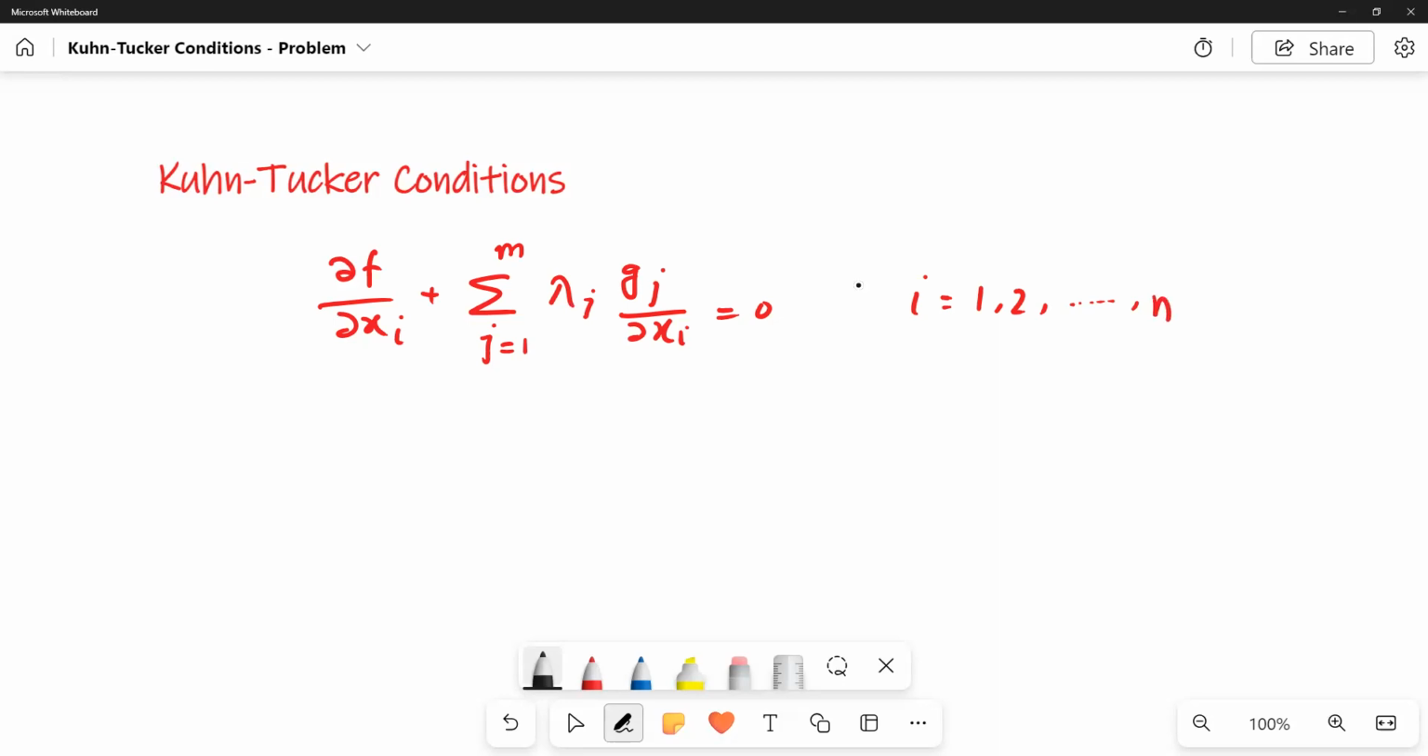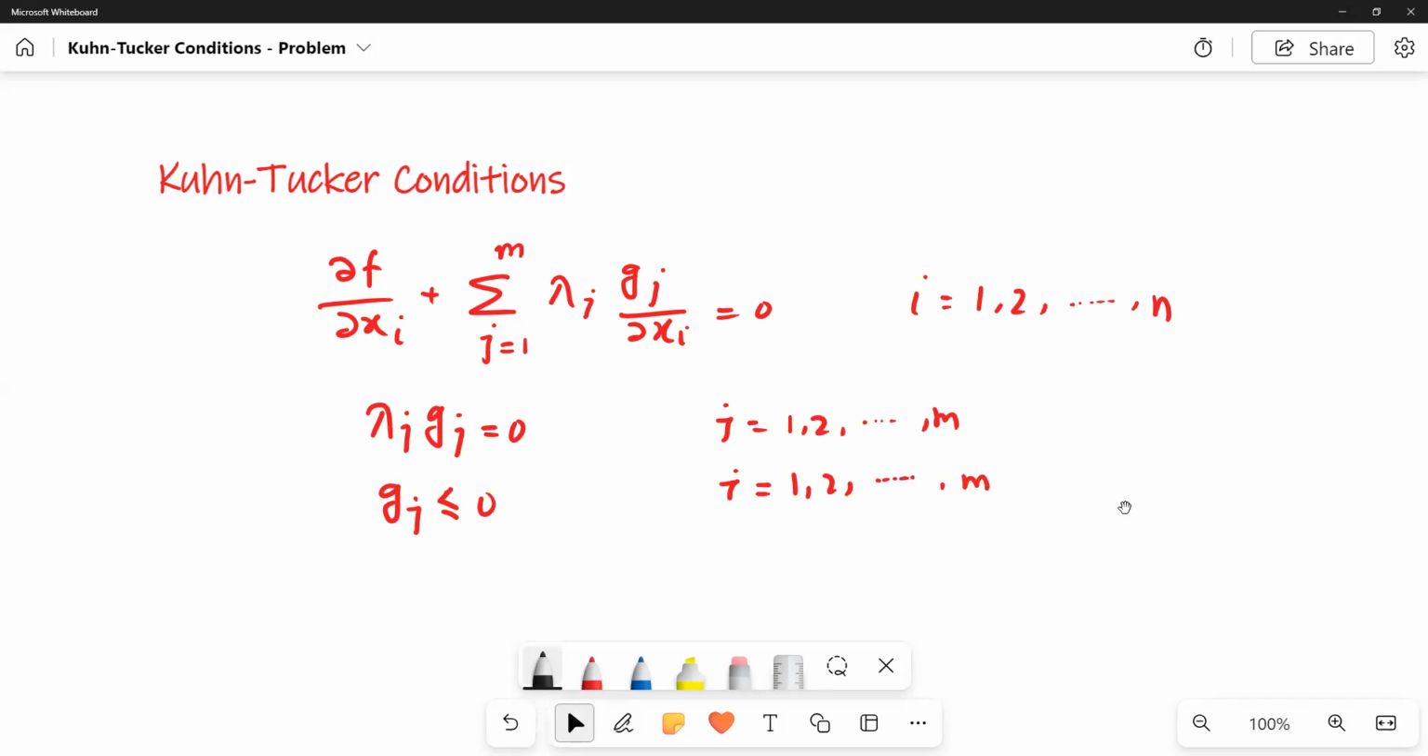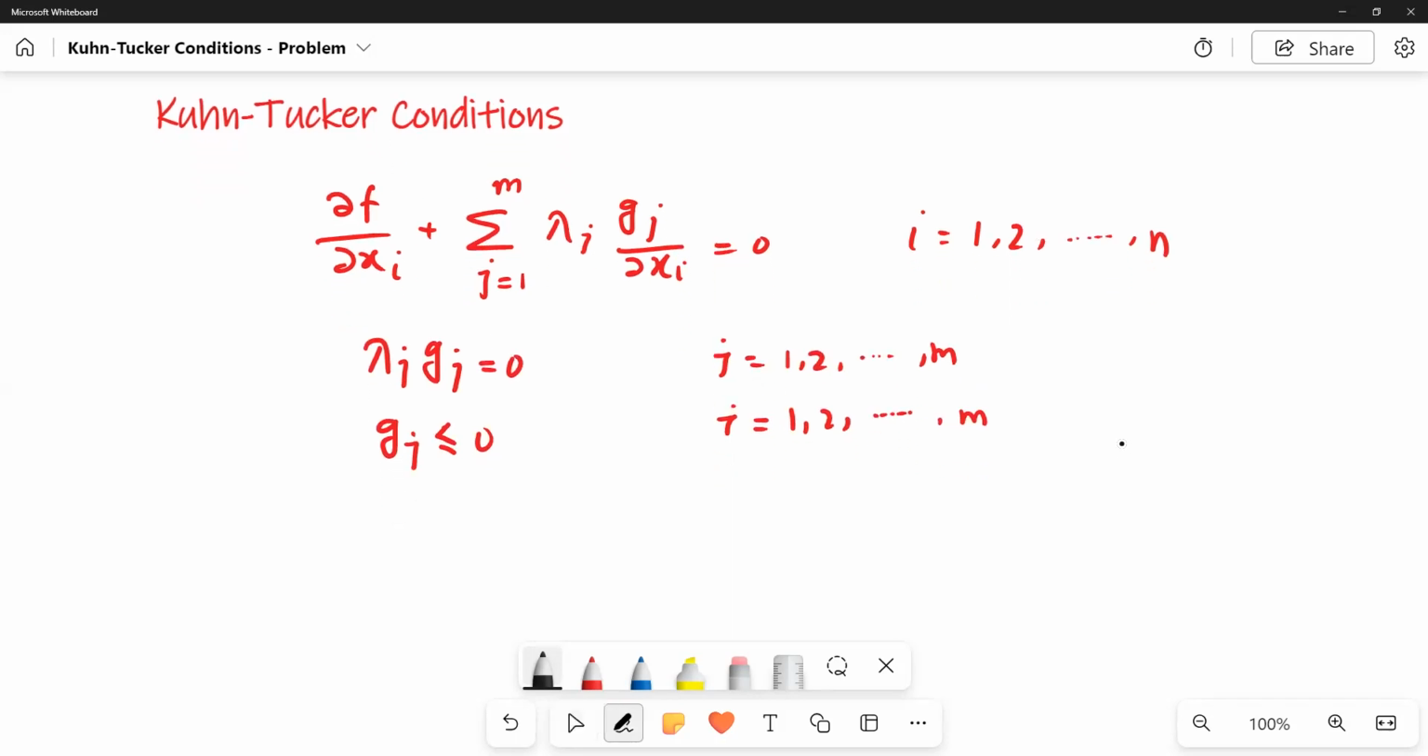Okay, so the second condition is lambda j gj should be equal to 0, which is j equal to 1 up to m, and gj less than or equal to 0, which is our inequality constraints. If the form is not like less than or equal to, we convert it into a form like that. And finally, the constraints. Lagrange multiplier change there has to be. So these are the conditions.